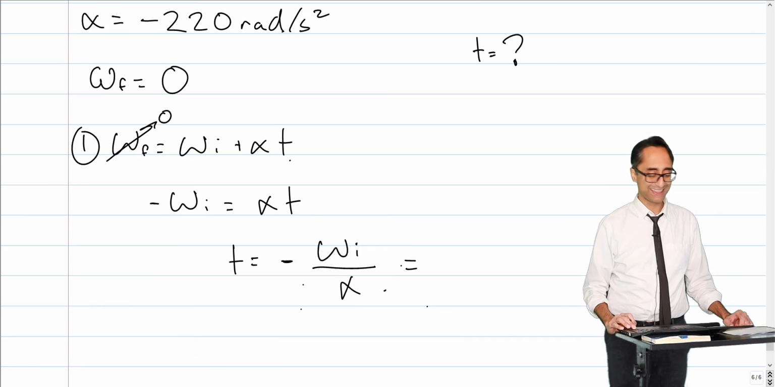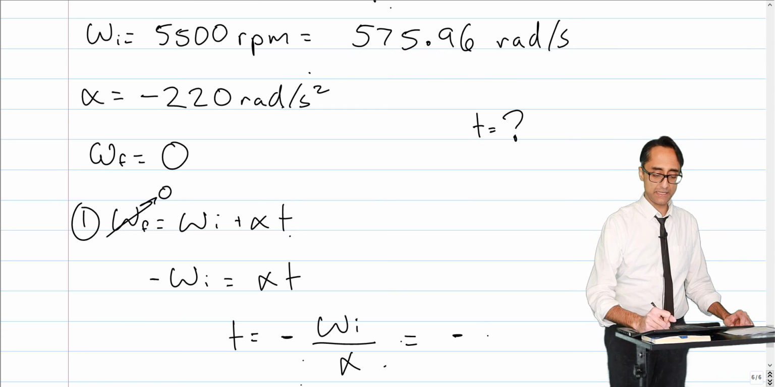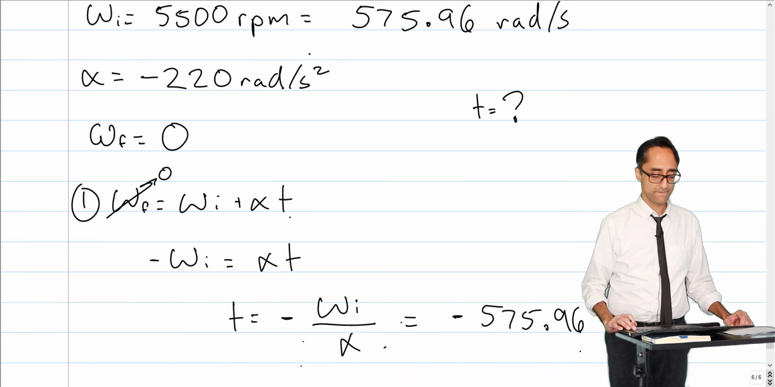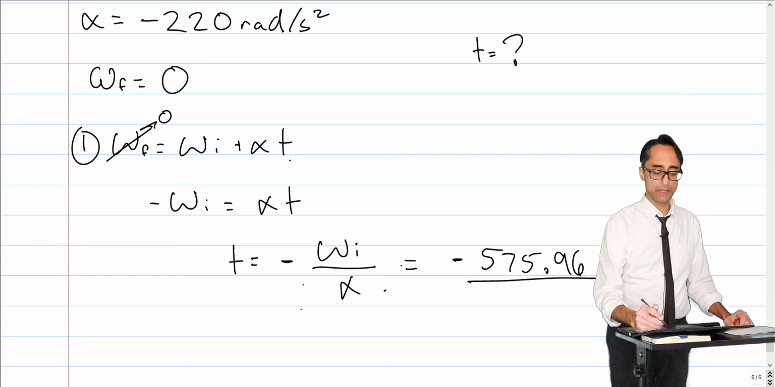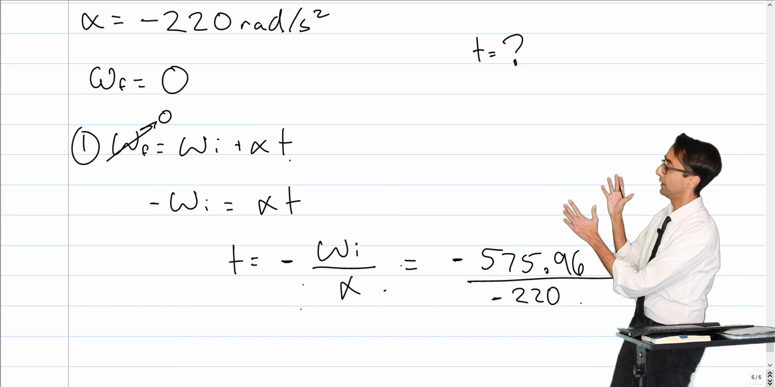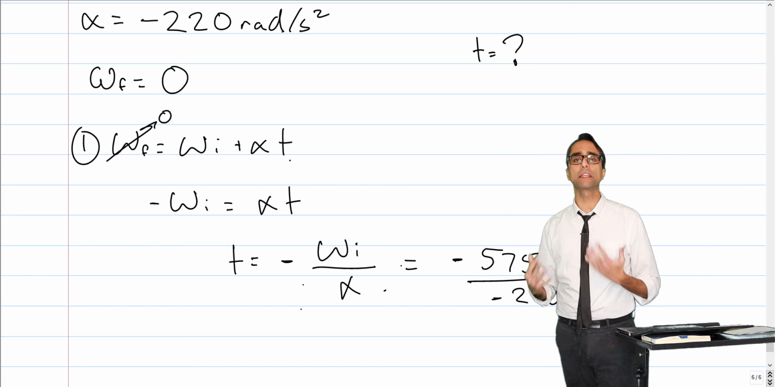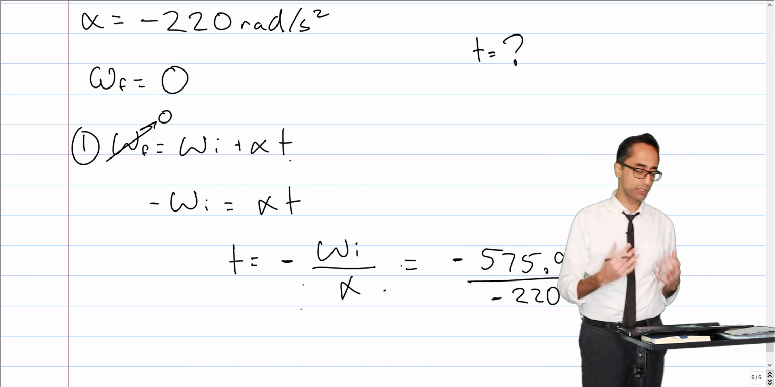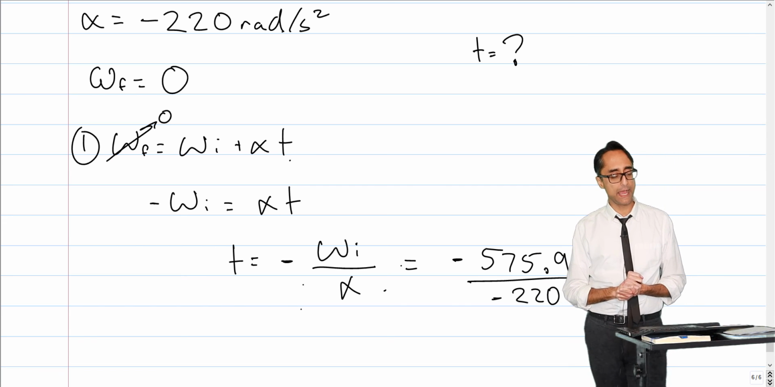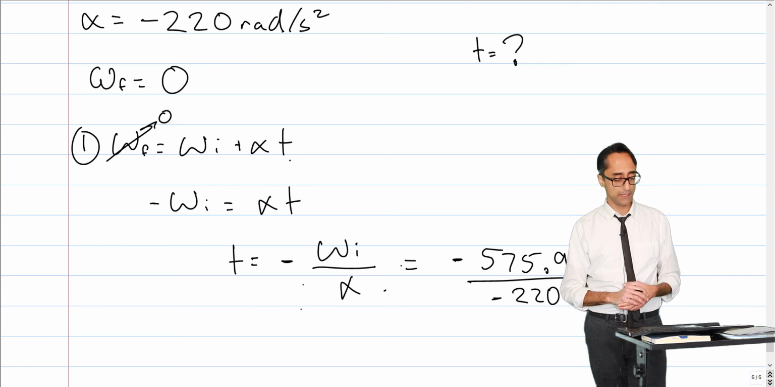Let's throw that into our equations. And so we have minus 575.96, all divided by alpha of negative 220 radians per second squared. Clearly, if I did not have alpha as a negative, I would have got a negative time. That would have clued me in that something is wrong. I would have gone back and looked at it and figured out that we had the wrong sign on our acceleration. So everything is looking good.